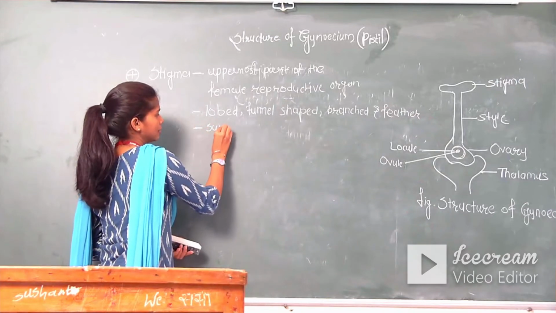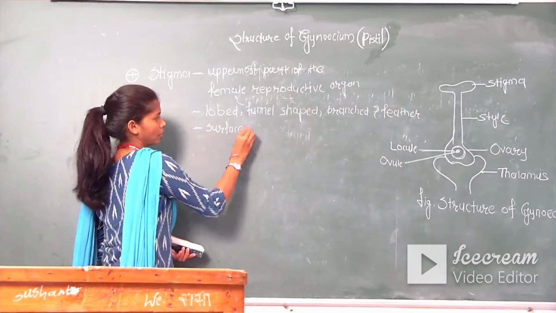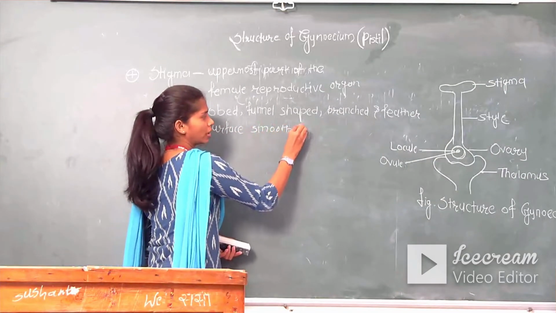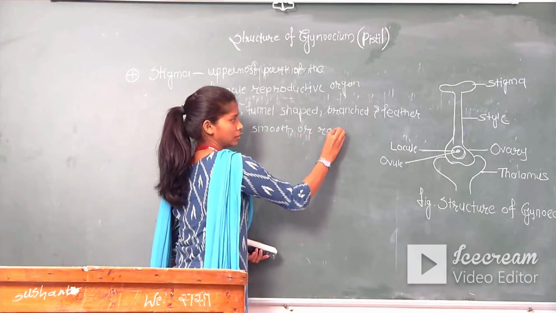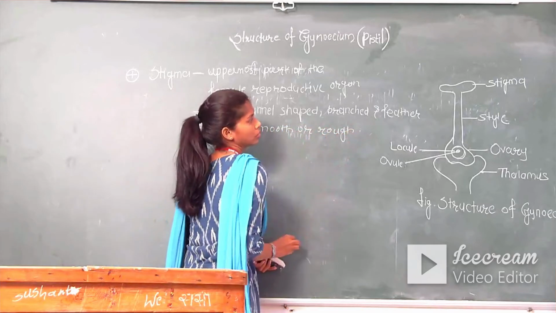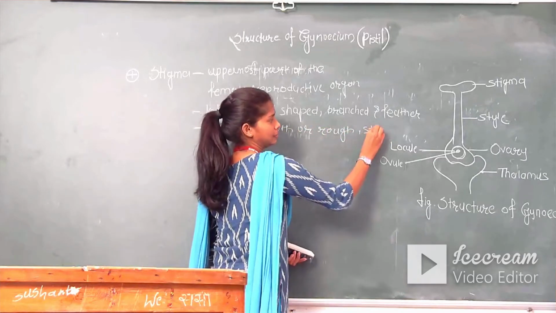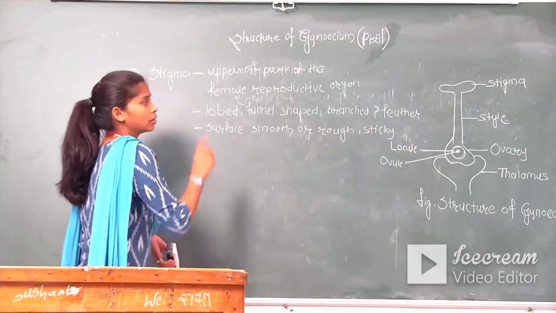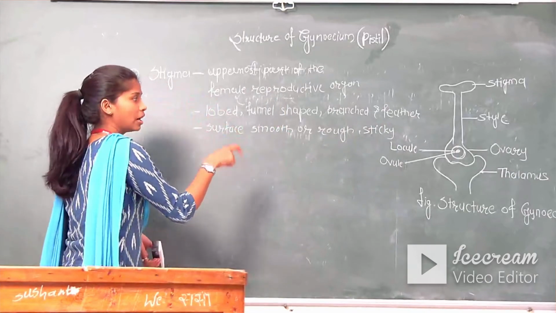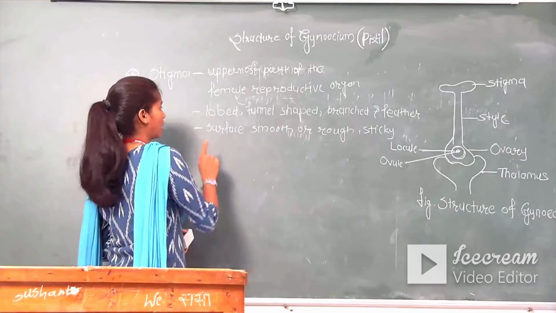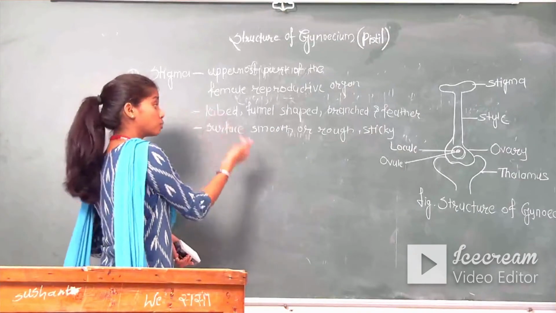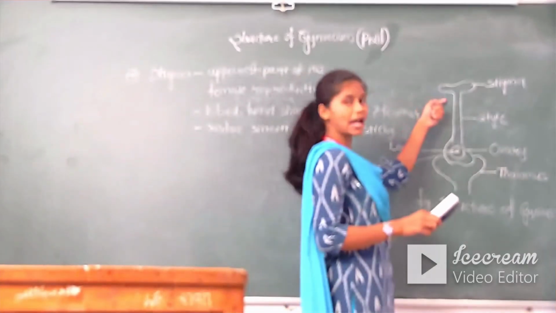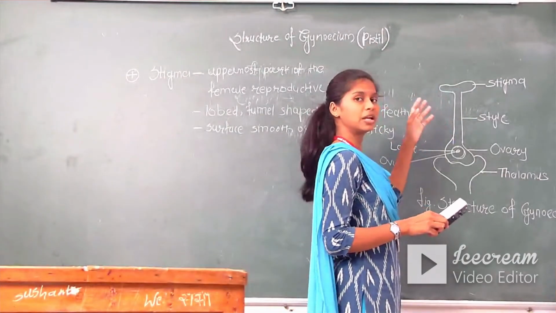Its surface may be smooth or rough, or sticky. Why sticky? Because once the pollen grain is deposited on the stigma, it will stick to that stigma. Hence, the surface may be smooth or rough or sticky. So this stigma acts as a receiver for the upcoming pollen grain.